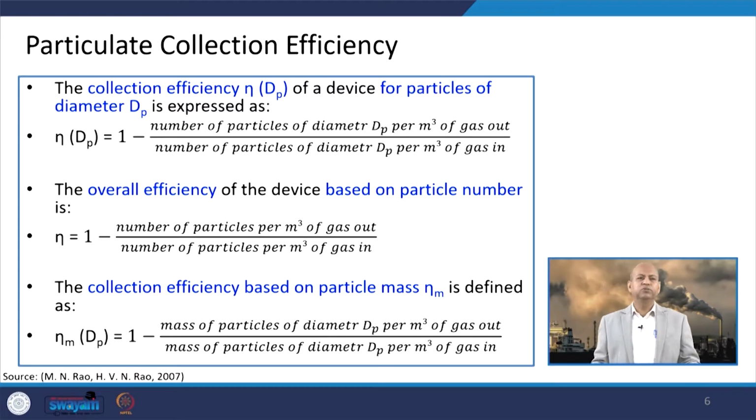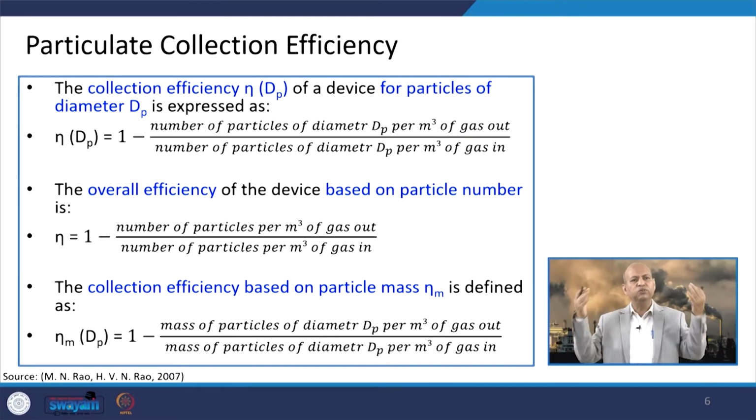If we want to collect, then as engineers we also want to know the efficiency of collection. In general, for a particular particle diameter dp, if you want to calculate the collection efficiency for particulate pollution of diameter dp, then it is 1 minus the number of particles of that diameter dp per cubic meter of gas going out divided by the number of particles of diameter dp per cubic meter of gas coming in. So, that is the simple relationship.